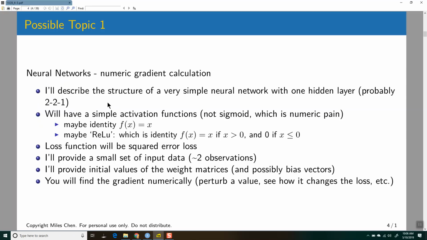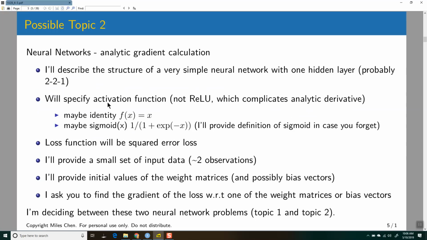I'm debating between this problem and this problem, which is going to be an analytic gradient calculation. So this is more like a backpropagation thing. Again, you'll have a simple neural network setup, probably a 2, 2, 1. I'll specify some kind of activation function. For this one, I will not use the ReLU, because the ReLU is case-wise, depending on whether x is positive or not, which forms a discontinuity in the derivative and complicates things. So it'll be either the identity or the sigmoid, okay?